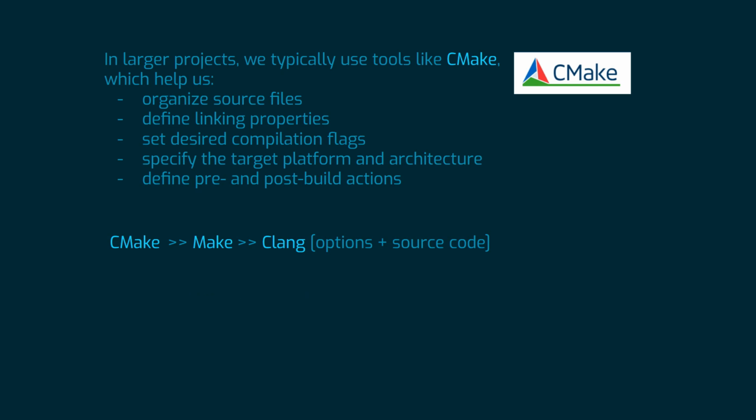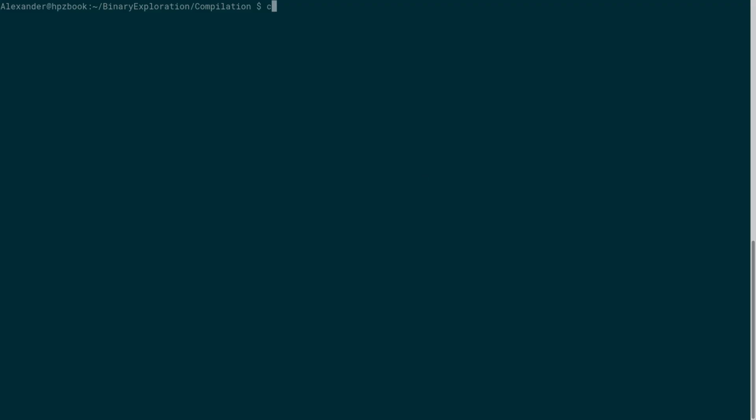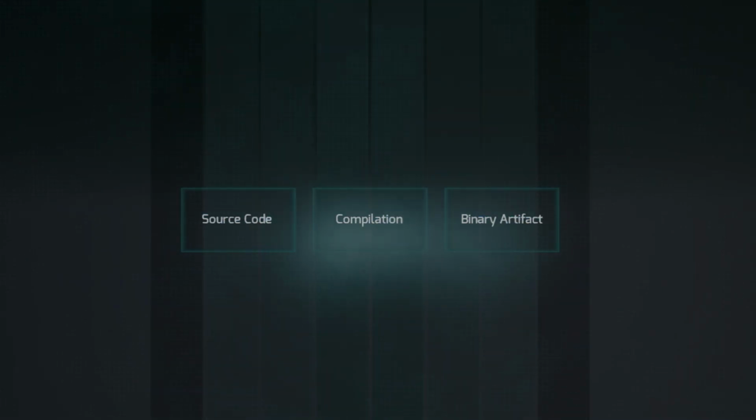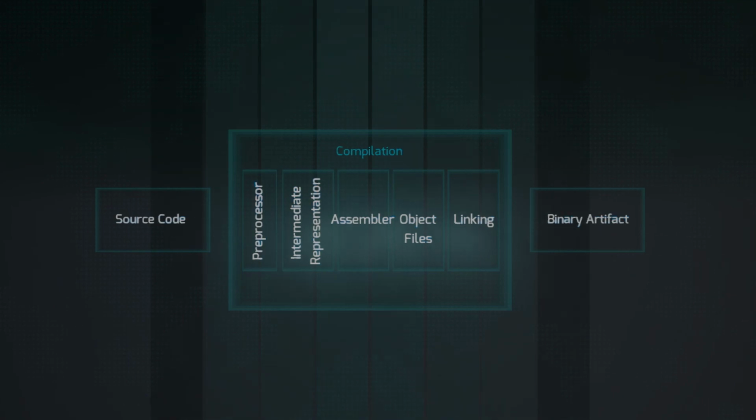But to build a simple program with just a single source file, we can call a compiler directly, specifying source files and options. As a result, we will get an executable binary file, which can be executed directly by the operating system. The compilation process is not monolithic by design. Instead, it's split into several phases.